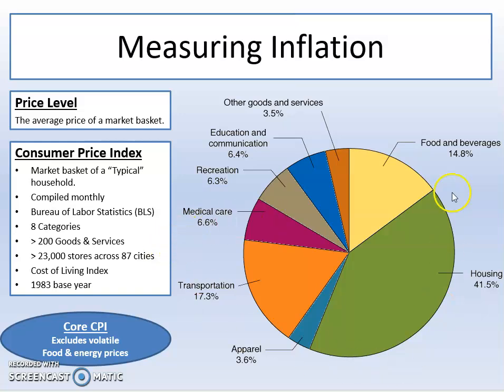Now they have the eight categories that they believe represent the typical household and over 200 goods and services. They then visit over 23,000 stores across 87 cities in the U.S. to determine the cost of living index. They've benchmarked this data to 1983. For our purposes, what that means is they created the basket in 1983 and they've left it the same ever since.